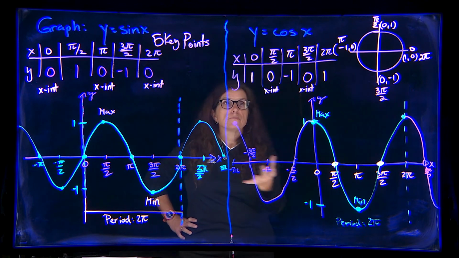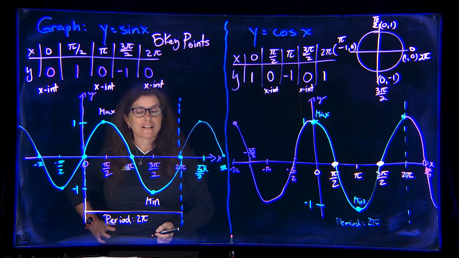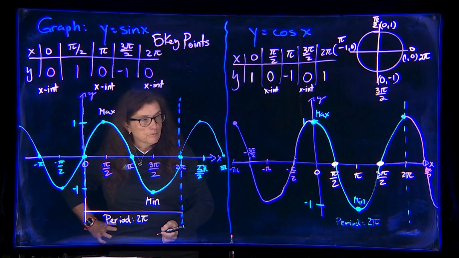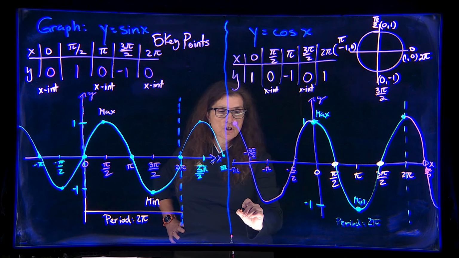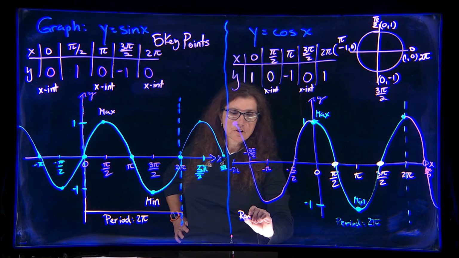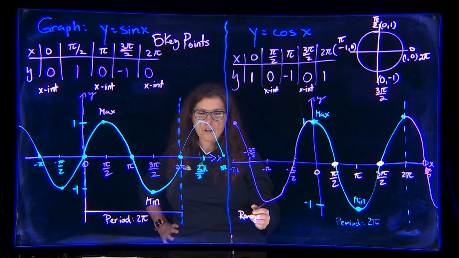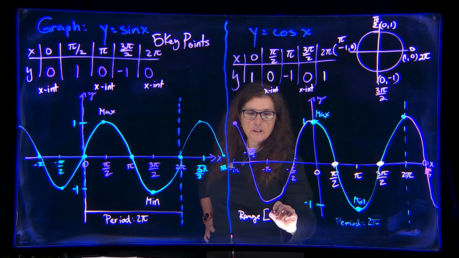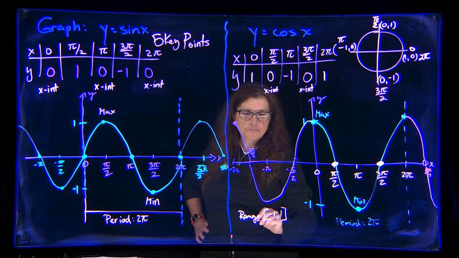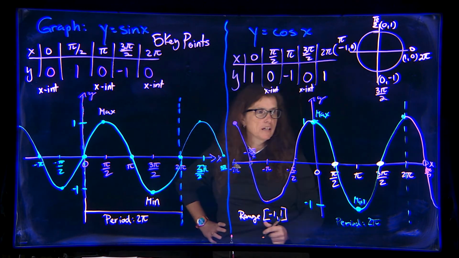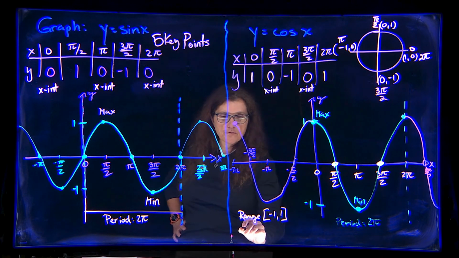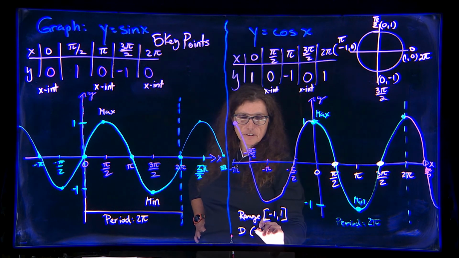Now, plain cosine and sine functions. What else do we need to know? The range of both of them is from negative 1 to 1. The domain, of course, is from negative infinity to infinity.